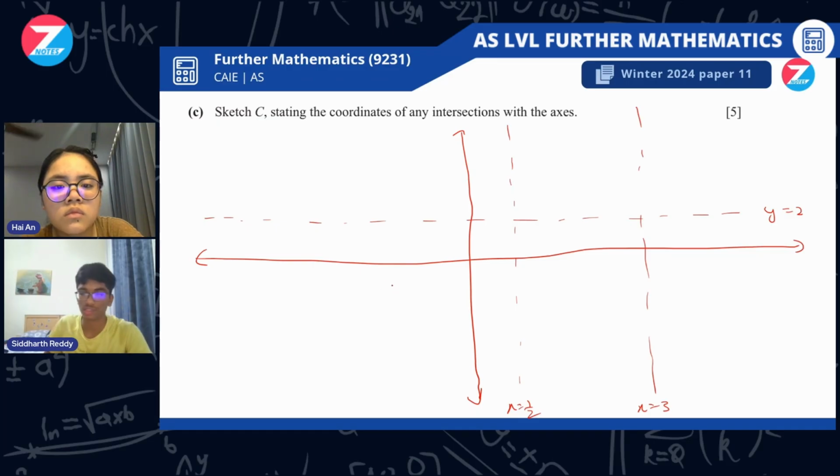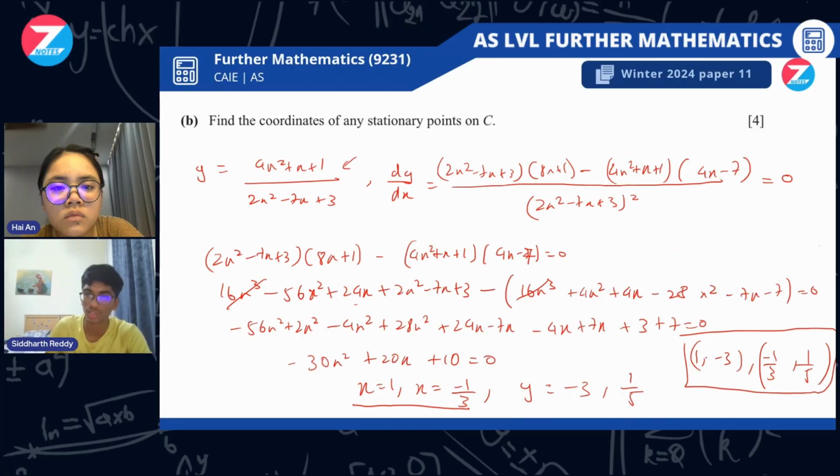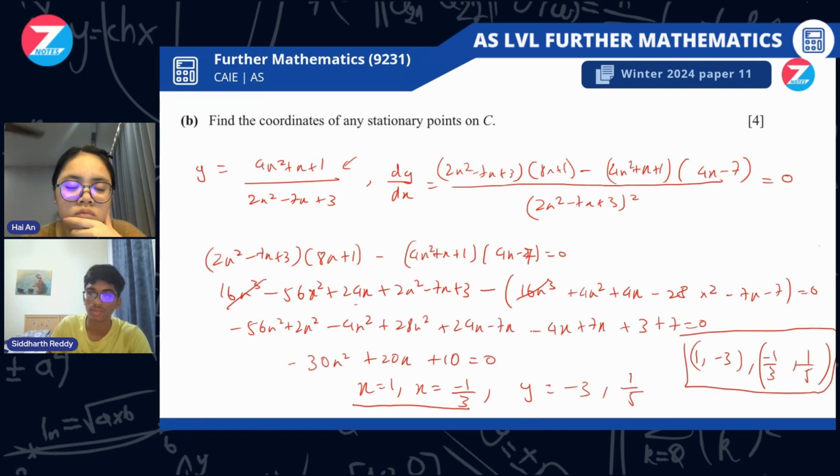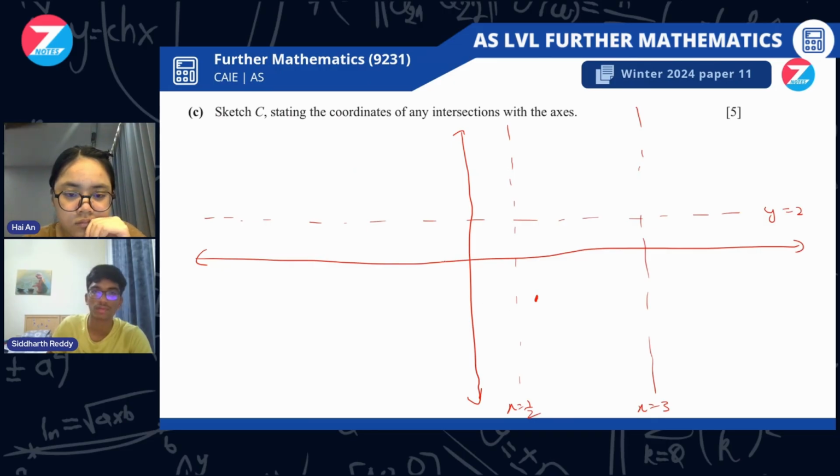So let's also find the intersections. Okay, let's first plot the stationary points. We've got 1 and minus 3. So it's 1, somewhere over here. We've got minus 1 by 3 and 1 by 5. So minus 1 by 3 is somewhere here, and so somewhere over here. And we can also find the x-intercept.